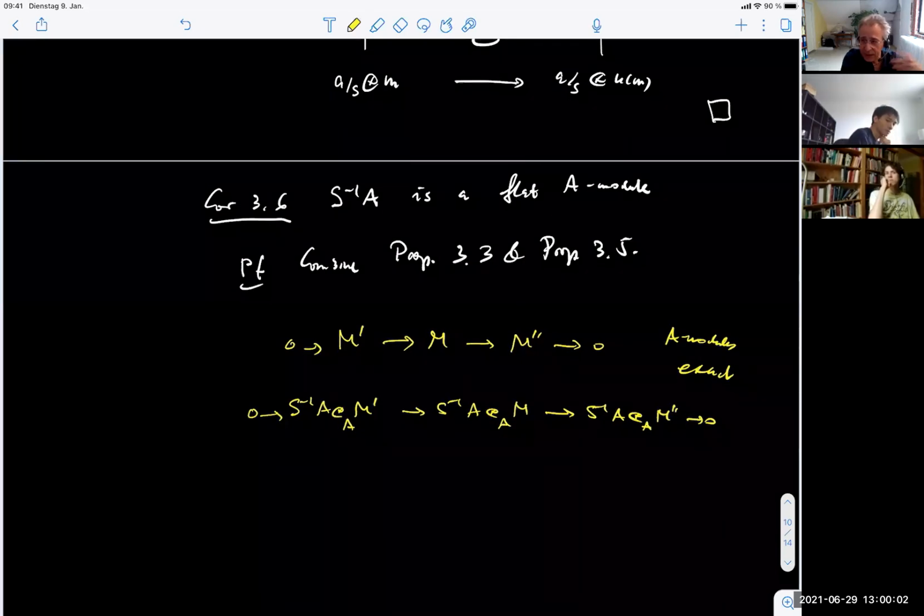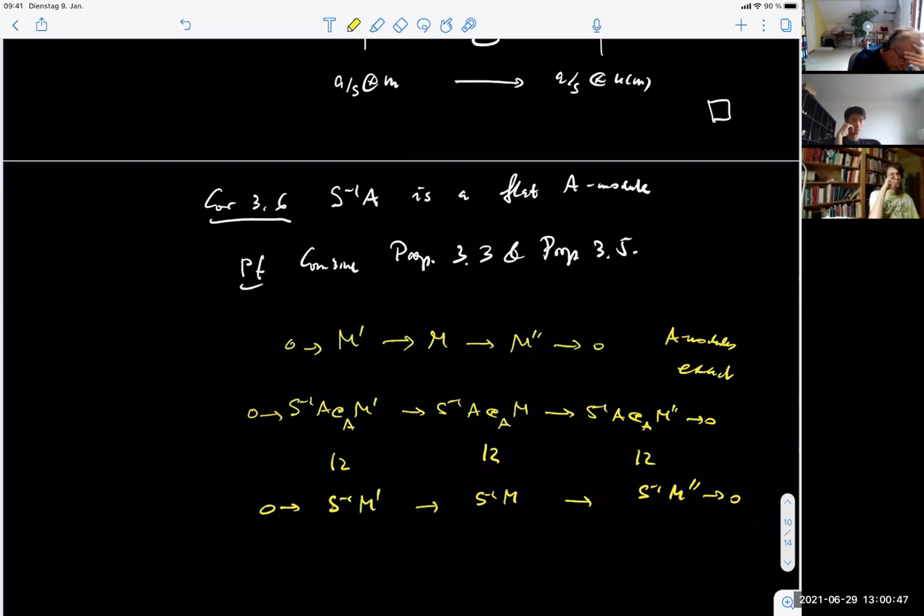The question is, is it exact? Okay, I have to show it's exact, right? Then this is the meaning of flat. Flat means that whenever you have such a short exact sequence, you form this, it will be exact. And why is it exact? Because this, I mean, this is canonically the same as this. Okay.